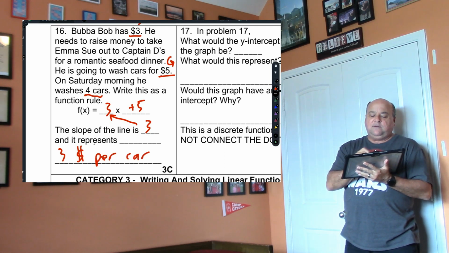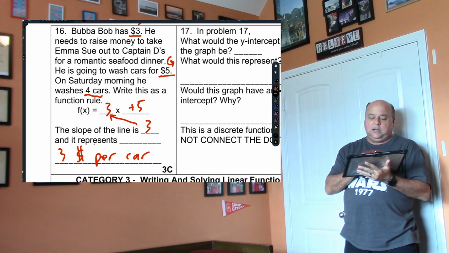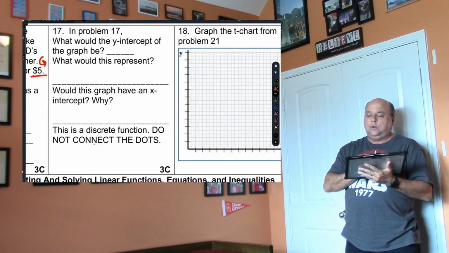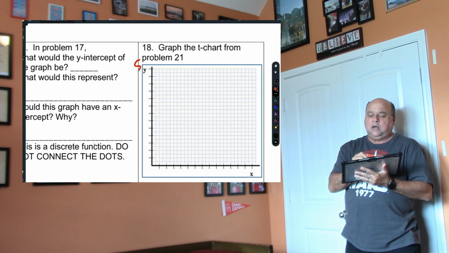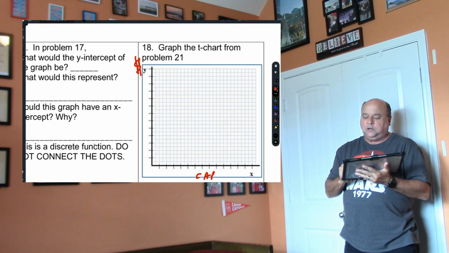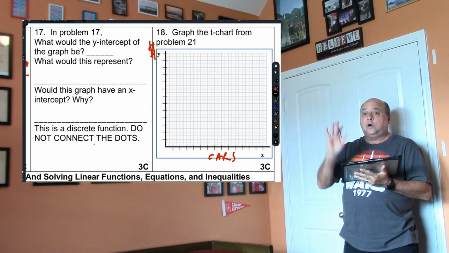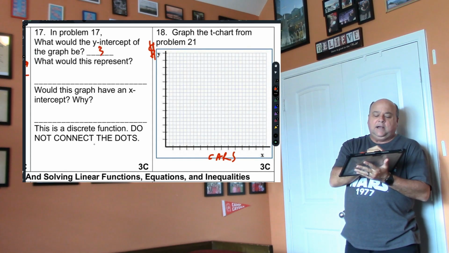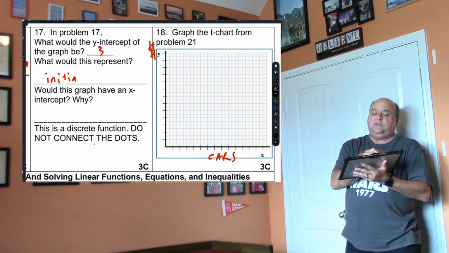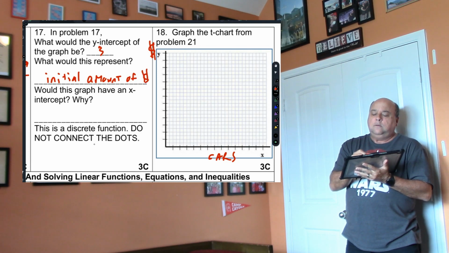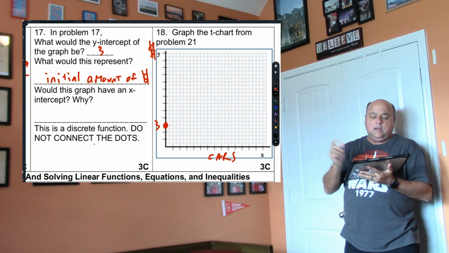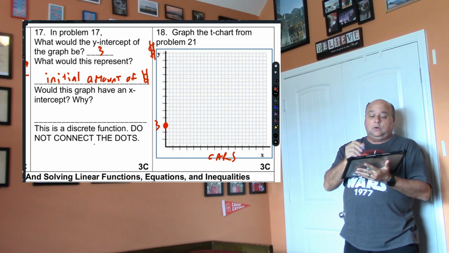Okay, so right here, $5 for every car he washes. So the dollar is our Y, and the cars are our X. So I'm going to go over here. This is going to be dollars, and this is going to be cars. And he washes 4 cars, so we're only going to have 5 dots. The Y-intercept's 3, and it represents, on your test, the initial amount of money. Really, it's the starting amount. So let's put a dot here and put 3. And it would actually be 0,3.